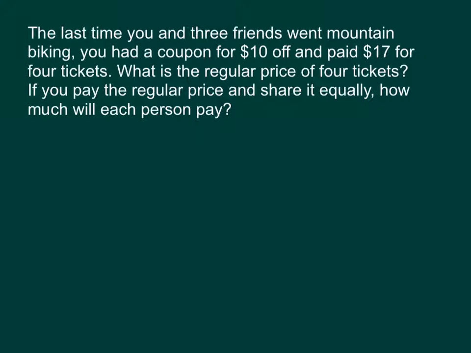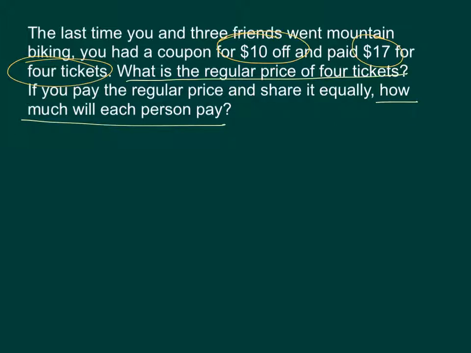So we have this problem, another big word problem. I want you to take a moment and try to use CUBES. So circle the keywords, underline the question, box the numbers, eliminate what you don't need. We have $10 off, $17, 4 tickets. Those are the numbers. What is the regular price of 4 tickets? How much will each person pay? The fact that we're going biking is not important.